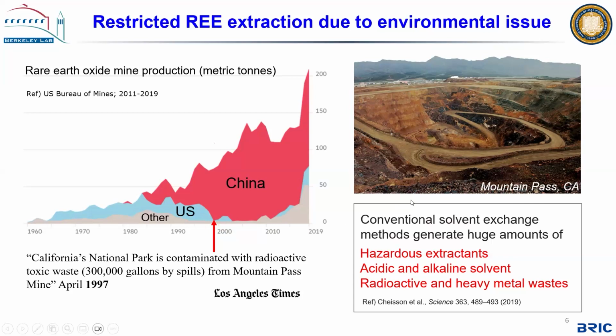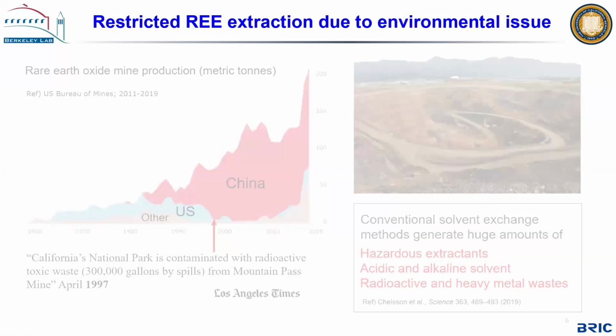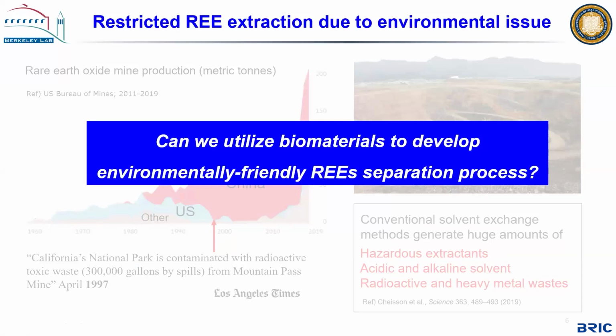This is because rare earth extraction requires huge amounts of hazardous extractants, acidic and organic solvents. They need these chemicals to extract the metal ions from the natural ores. And it also generates a lot of radioactive waste. So there are big environmental issues. We need rare earth elements, but because of these issues, the supply chain of rare earth is not very stable in the world. So then as a biomaterial scientist, we can ask this question.